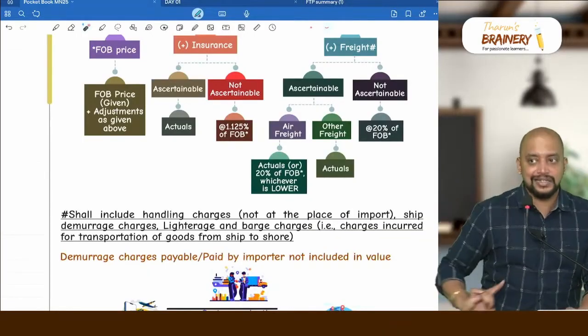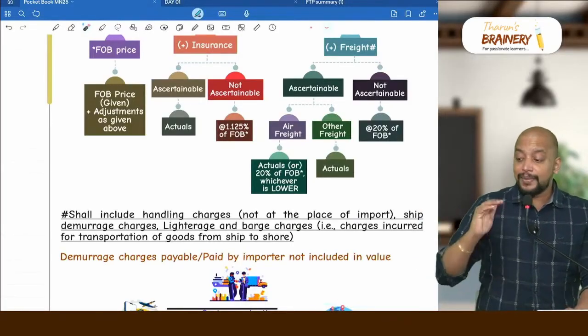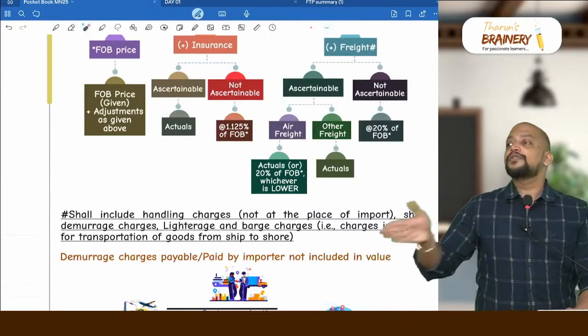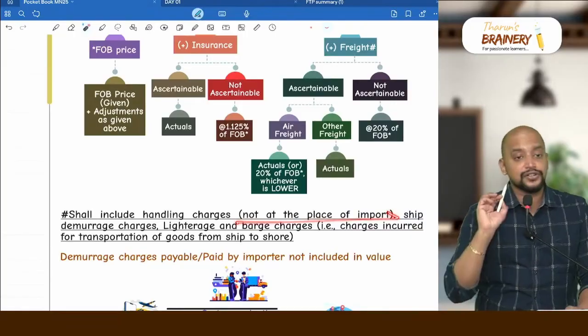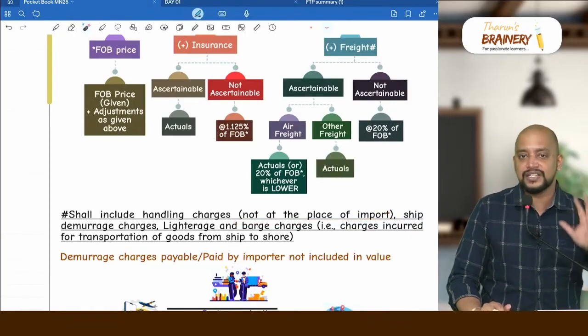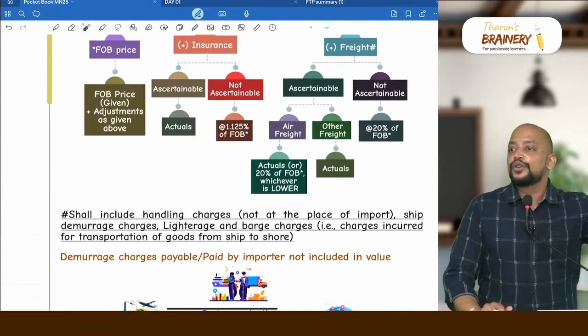But unloading charges in the midway, okay fine, it will be included. But at the import place, that is the location of the importer, if they are doing unloading, that should not be included. So not at the place of importation. What is the assumption? Unloading means unloading in the importer's place, so don't include it.